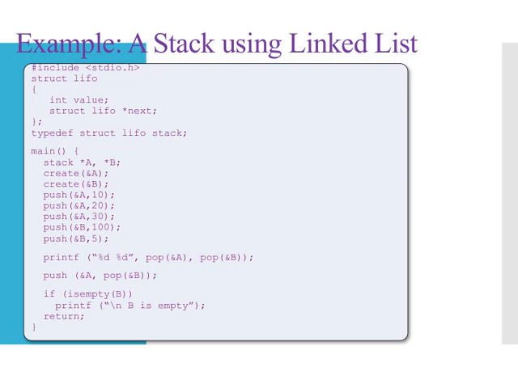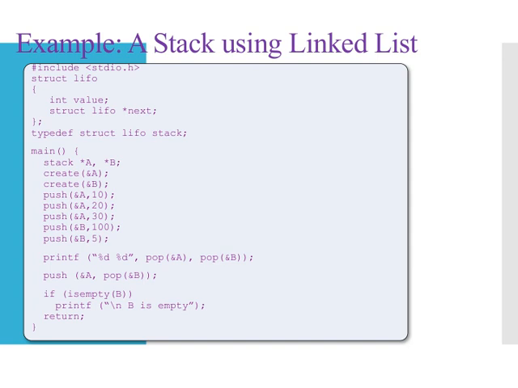Let's take a look at this example of a stack implemented using a linked list. We start by defining a structure called LIFO, which has an integer value and a pointer to the next node. This structure allows us to create a linked list where each node holds a value and points to the next node in the stack. We then create a new type called stack as an alias for struct LIFO for convenience.